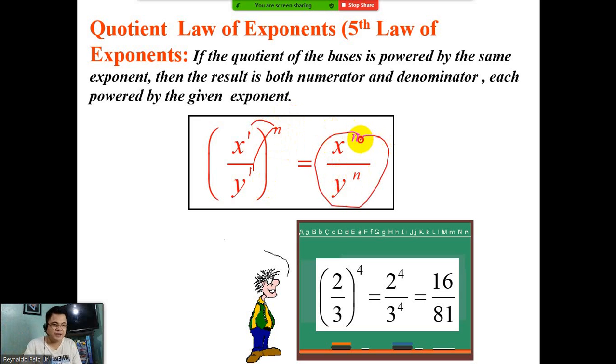Example, if we have 2/3 raised to the power of 4, so we have a default exponent of 1 here. 4 times 1, 4. 4 times 1, 4. That's why we will be getting an answer of 2 raised to the 4th power over 3 raised to the 4th power. And then, simplify, 2 raised to the 4th power is 16, and then 3 raised to the 4th power is 81. Then we will be having a fraction of 16 over 81. Then you have to check if you can still simplify this. Actually, you can use your calculator, but if not, this is already the final answer.